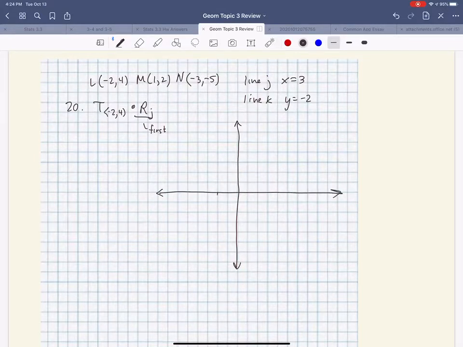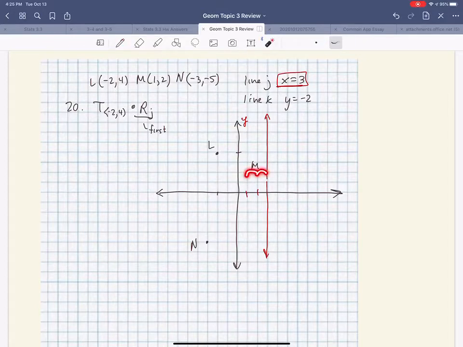So I'm at (-2, 4), (1, 2), and (-3, -5). Okay, so here's my coordinates. So first I'm going to reflect over J. So let's find out where J is. J is x equals 3. So that's going to be parallel to the y-axis. So this would be where x is 3. I go over 3, right? And I'm going to reflect over that line.